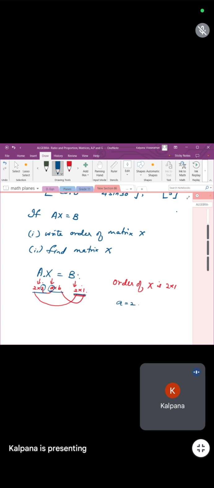Then always, the product matrix, the result, will take rows from the first matrix and columns from the second matrix. So this 2 and this 2, they are equal. So B is equal to 1. So the order of the matrix is A by B, which is nothing but 2 by 1. Is that clear, children? Because writing the order is very important.